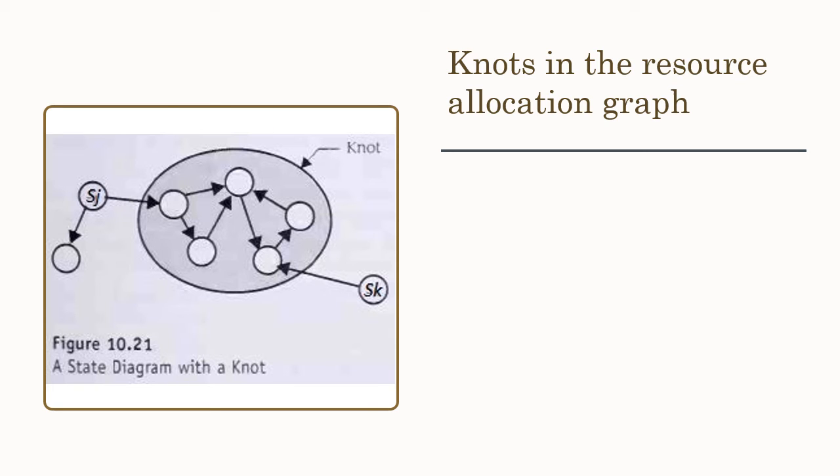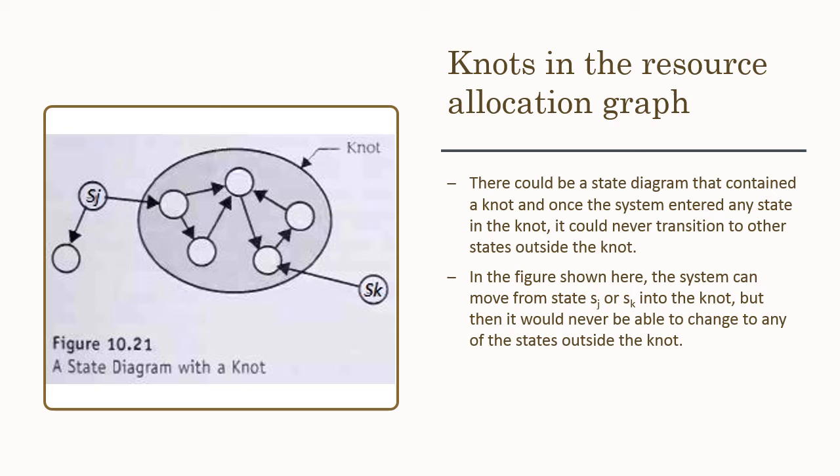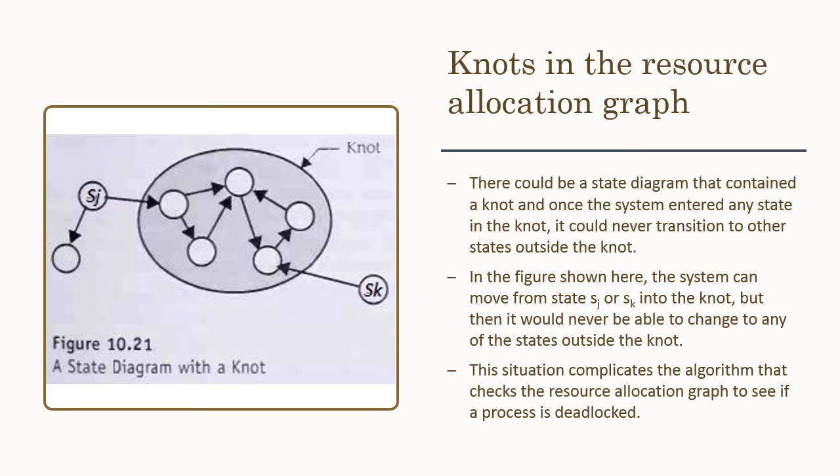Knots in the resource allocation graph. There could be a state diagram that contained a knot, and once the system entered any state in the knot, it could never transition to other states outside the knot. In the figure shown here, the system can move from state Sj or Sk into the knot, but then it would never be able to change to any of the states outside the knot. This situation complicates the algorithm that checks the resource allocation graph to see if a process is deadlocked.